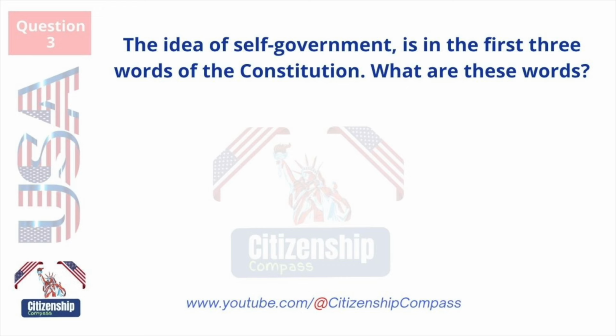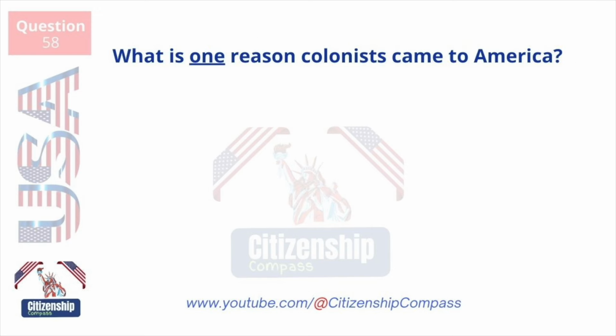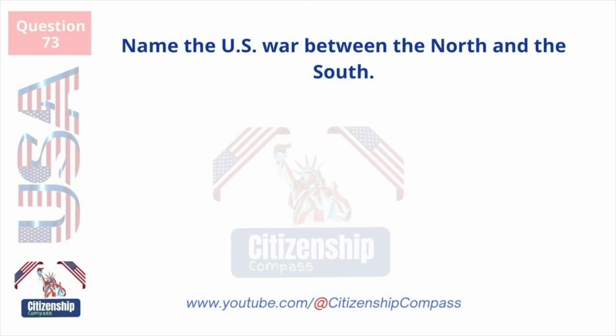The idea of self-government is in the first three words of the Constitution. What are these words? We the people. What is one reason colonists came to America? Freedom. Name the U.S. war between the North and the South. The Civil War.